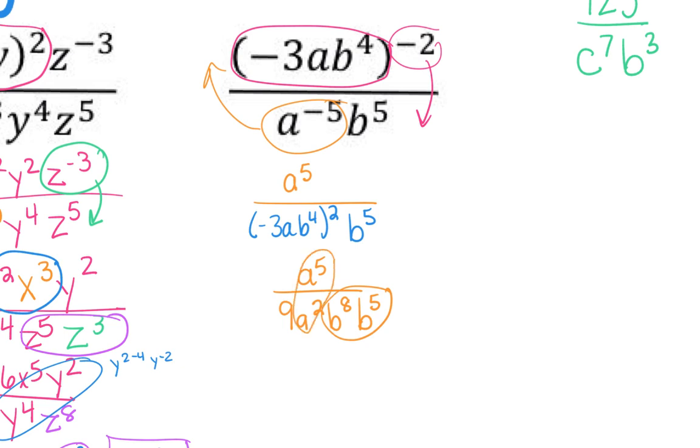Can I do that at once? a to the 5 minus 2 is a to the 3rd power divided by 9b to the 13th power.